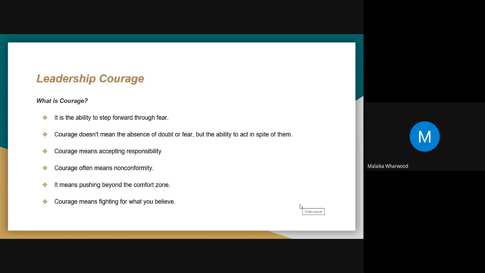Courage also means pushing beyond the comfort zone. To take a chance and improve things means leaders have to push beyond their comfort zone. When people do so, they encounter an internal wall of fear. Facing this wall of fear is when courage is needed the most.